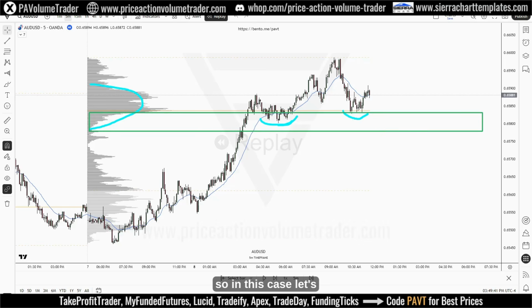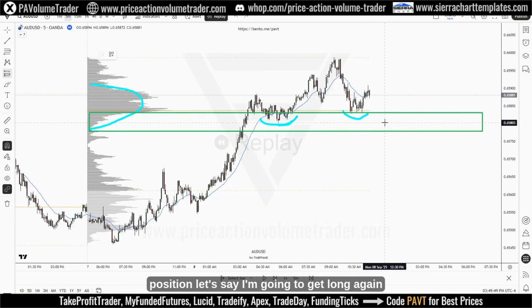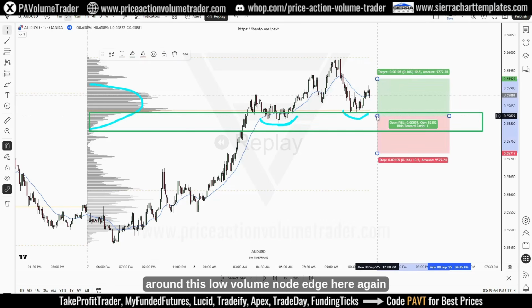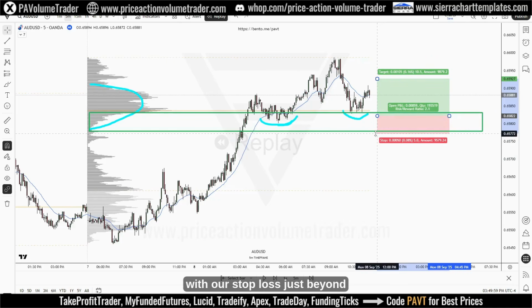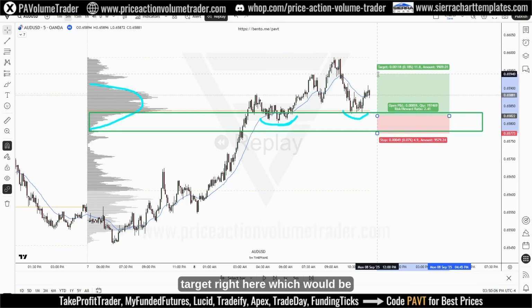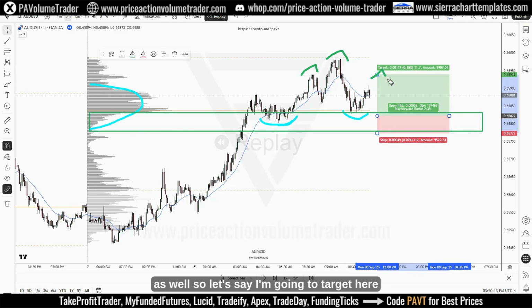So in this case, let's say I take a long position. Let's say I'm going to get long again if we come around this low volume node edge here again with our stop loss just beyond this area. And we could target the highs or we could even target right here, which would be an over-under pattern as well. So let's say I'm going to target here to be a little bit more conservative.